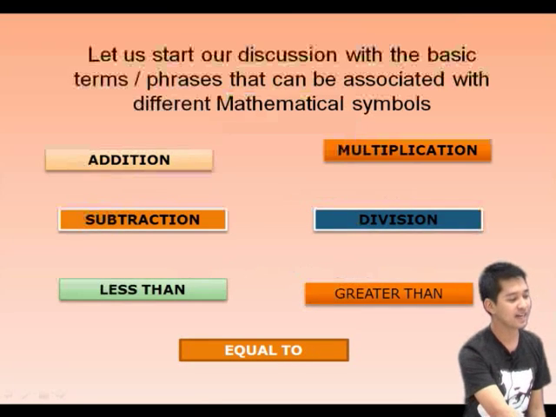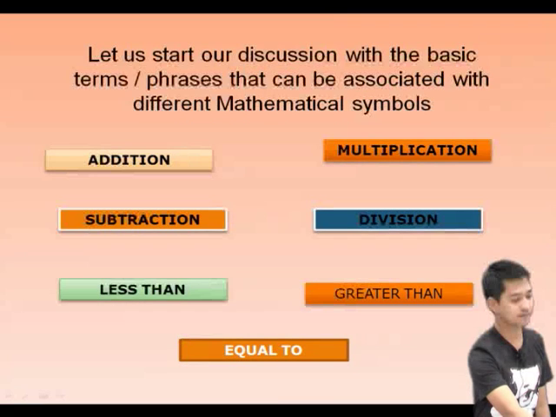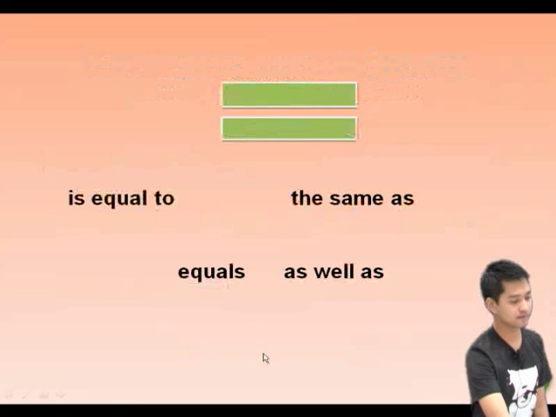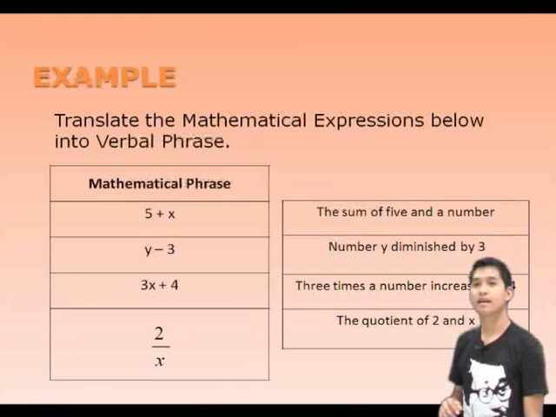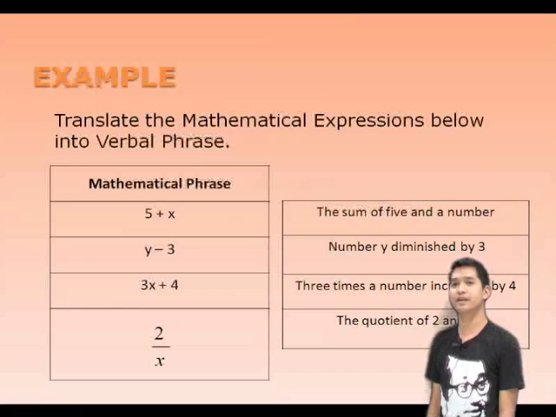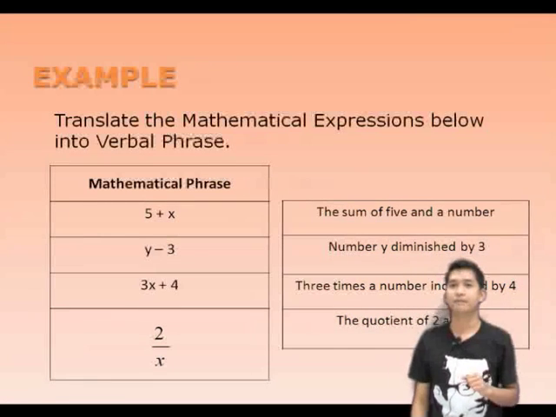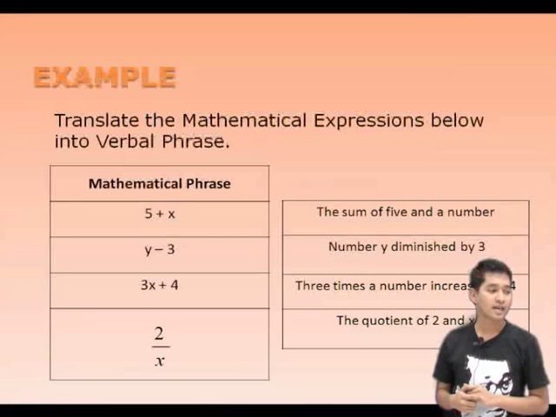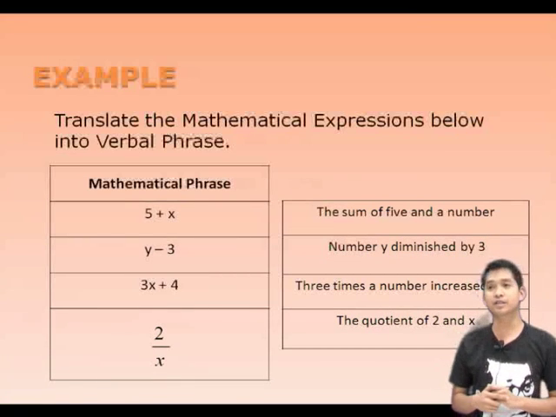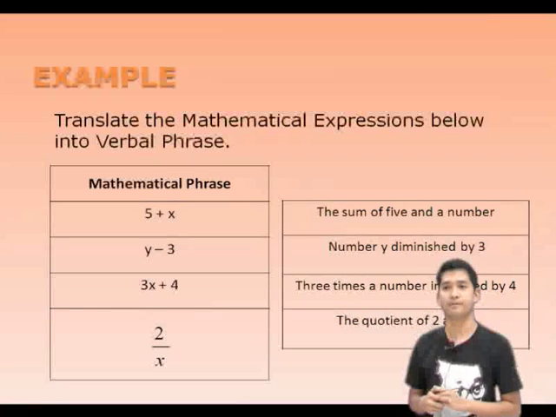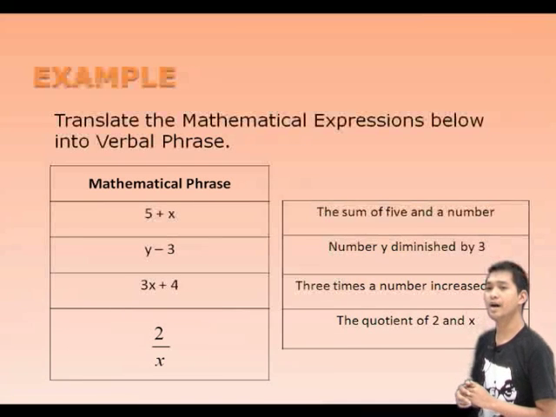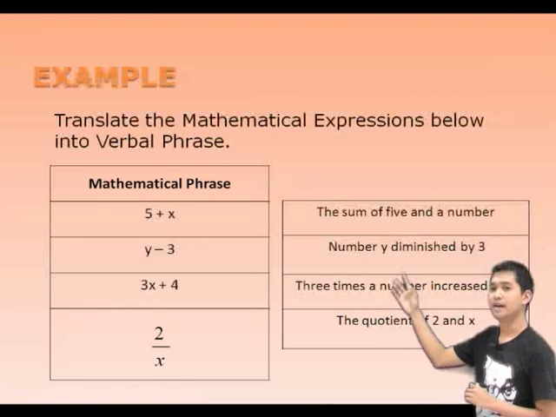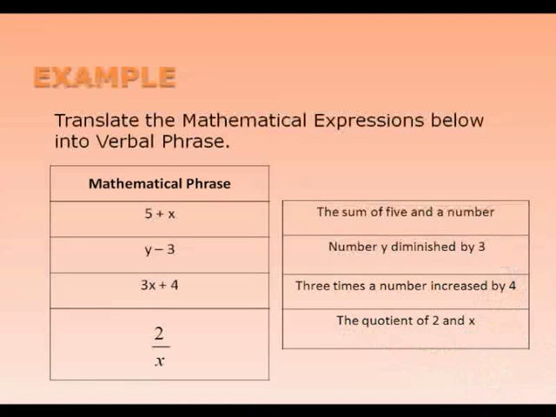Now let's do some examples. Okay. Now let's try to translate mathematical phrases into verbal phrases. First is 5 plus x. It can be translated as the sum of 5 and a number. Then we have y minus 3. It can be translated as number y diminished by 3. Then 3x plus 4 can be translated as 3 times a number increased by 4.